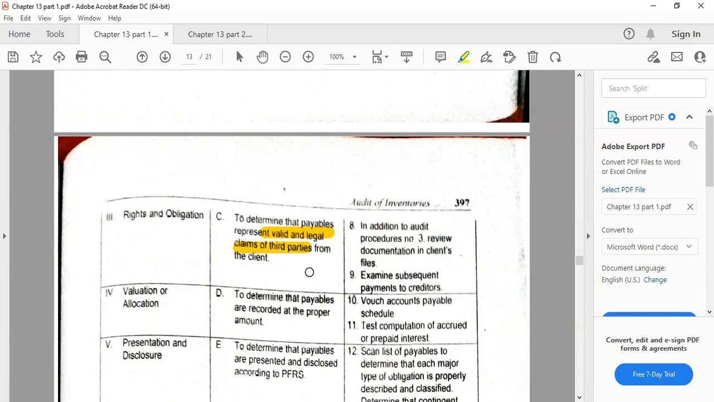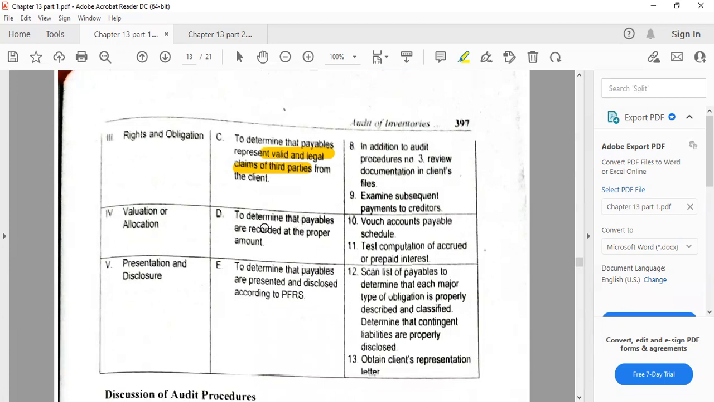So if, for example, nakabutang dito na patay utang na 1 million when in fact nabayaran na gyud siya, so there is no more valid and legal claim from us. So that liability should be deleted from the records. Valuation or allocation to determine that payables are recorded at the proper amount. So to do this, we can vouch accounts payable schedule and test computation of accrued or prepaid interest.